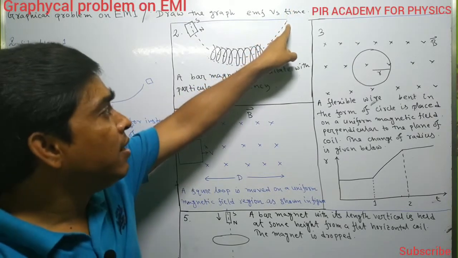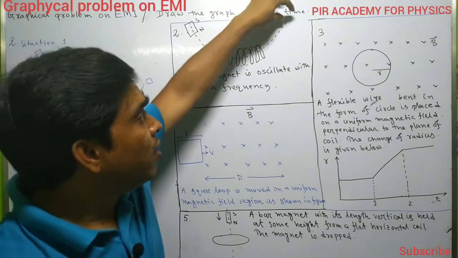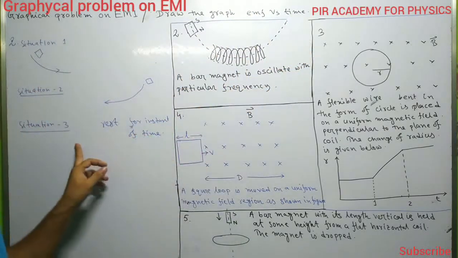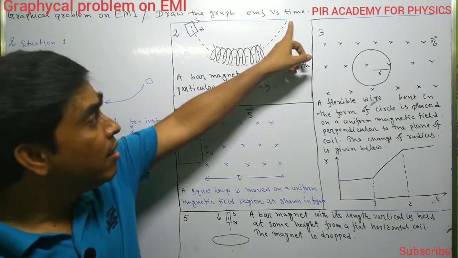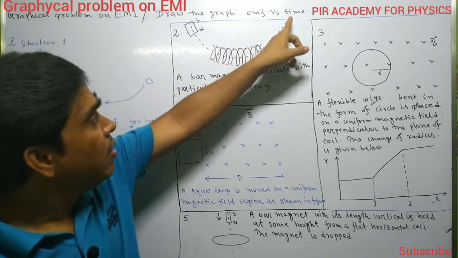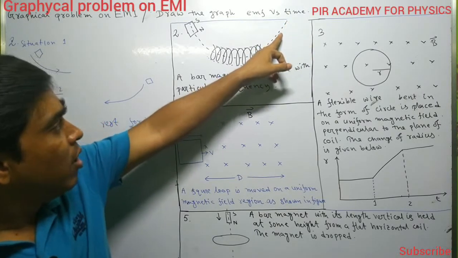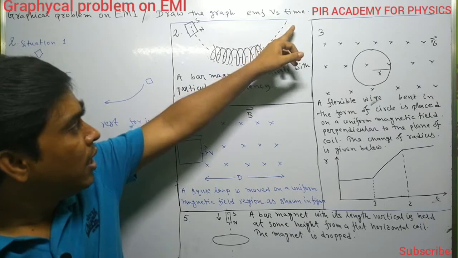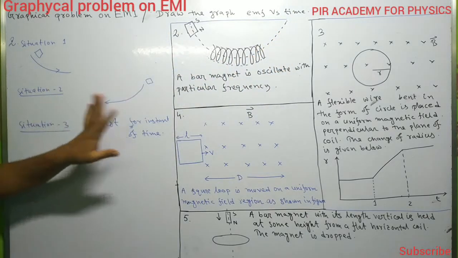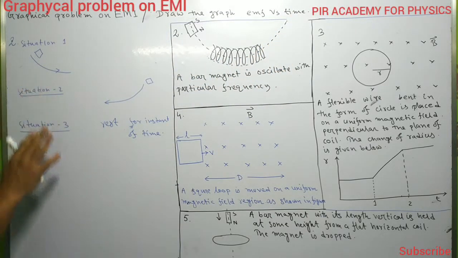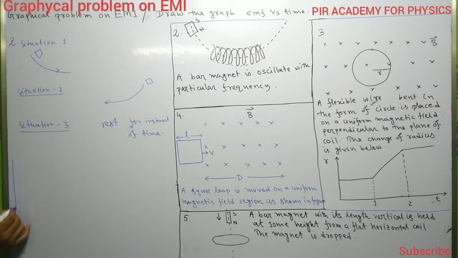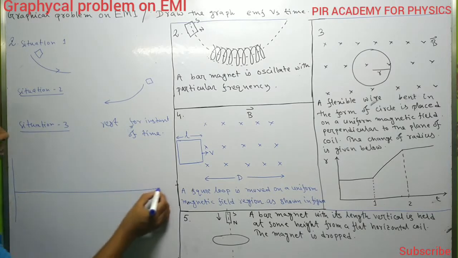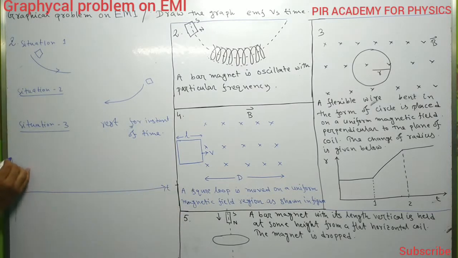When this bar magnet reaches the top, that means the highest point, for an instant of time this bar magnet is at rest. Then this bar magnet is moving in this way. That means situation number 2. This is the 3 situations. You have to draw the 3 situations in a graph. Suppose this is a T versus induced EMF graph.